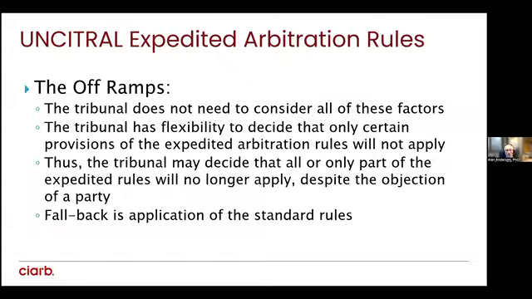The tribunal also has the flexibility to decide, in effect on their own, in the face of a motion to get out of the expedited arbitration rules, that only certain of the rules will apply or not apply. So the tribunal can modify the rules of the game, if you will, after play has already started. And they can do this even if one side objects. So this off-ramp really throws out the window the basic foundational principle on which the UNCITRAL expedited arbitration rules were created, which is party autonomy, because the parties aren't agreeing. And the fallback, of course, is that if the tribunal says, nope, for whatever reason, this dispute now should not be subject to the expedited arbitration rules, then the standard arbitration rules apply.